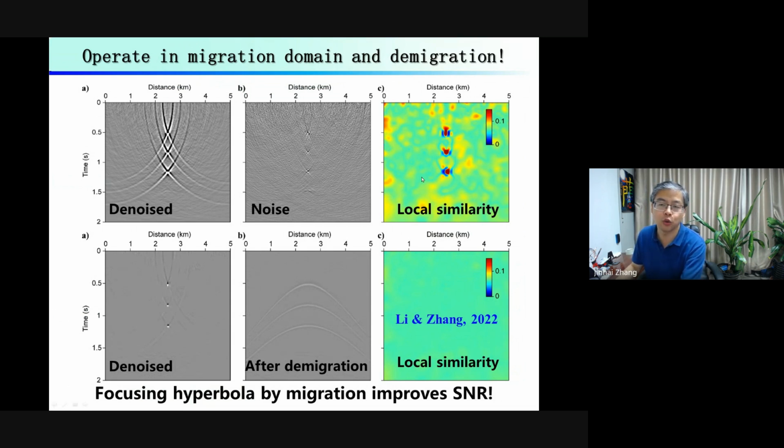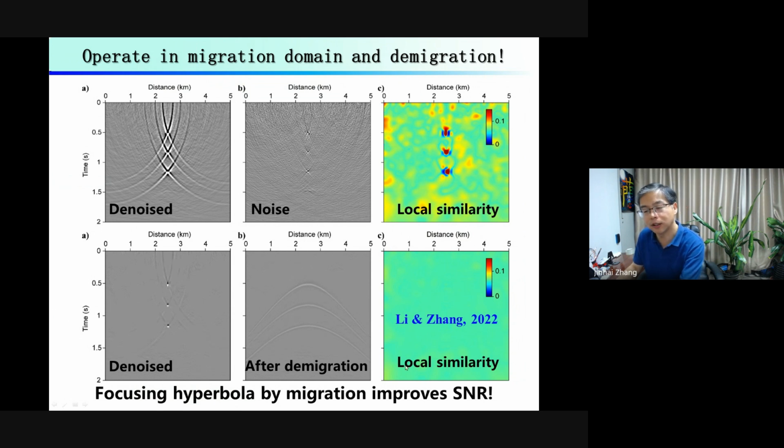So therefore, we can use the local signalization to improve the signal to noise ratio here. And this part can be demigrated. That means we perform migration on the denoised data, and we perform the demigration on this. We can obtain the hyperbola there. This part of the signal can be added to the denoised data, and we can improve the signal of reflections.